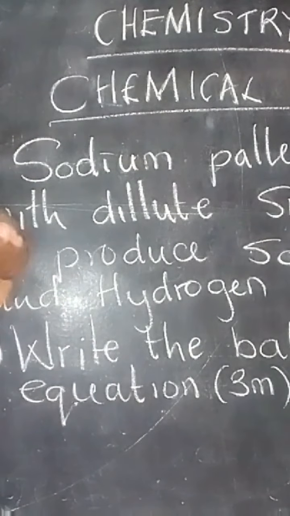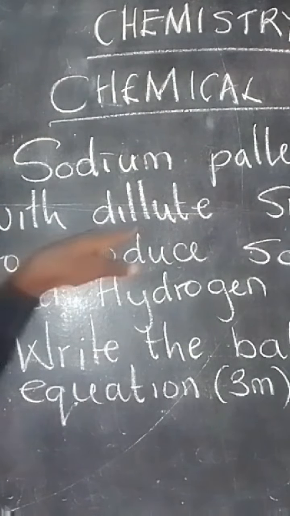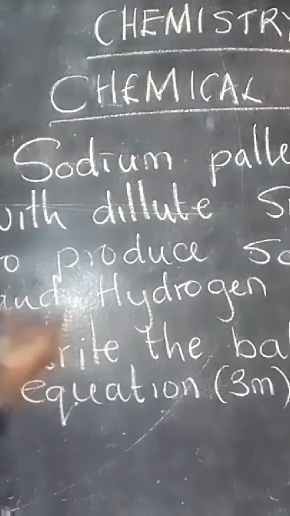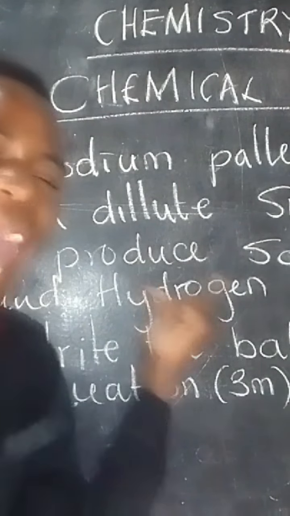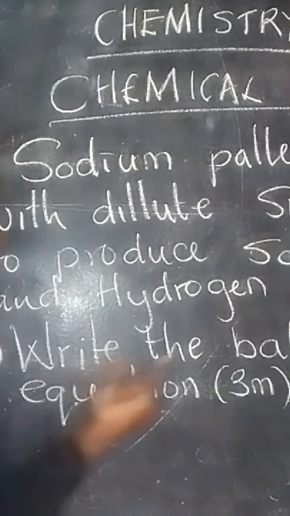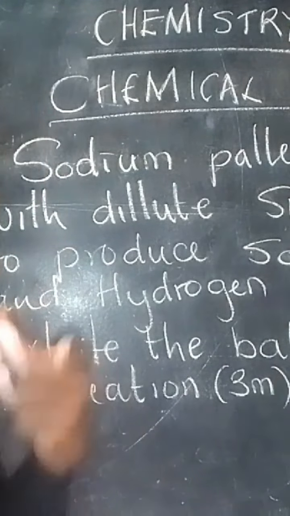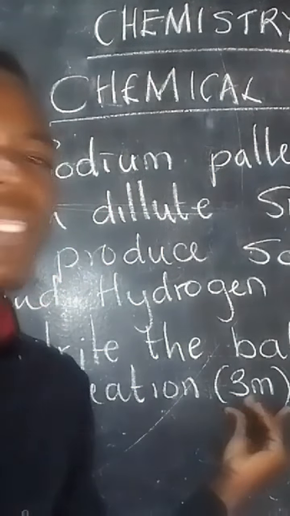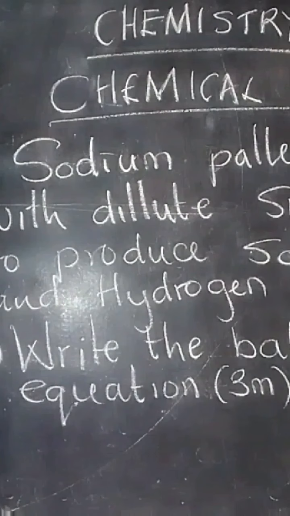Okay, so now we have sodium pellets reacted with dilute sulfuric acid to produce sodium sulfate and also hydrogen gas. Write the balanced chemical equation. And how many marks are they provided? 3 marks. Okay, so now let's get to see.